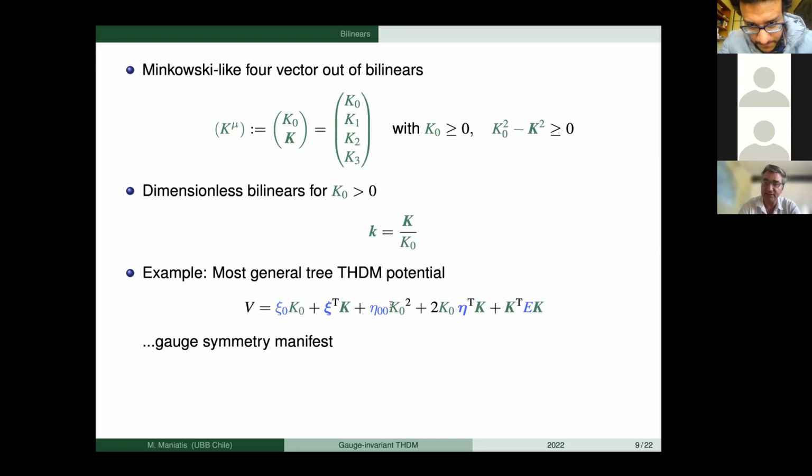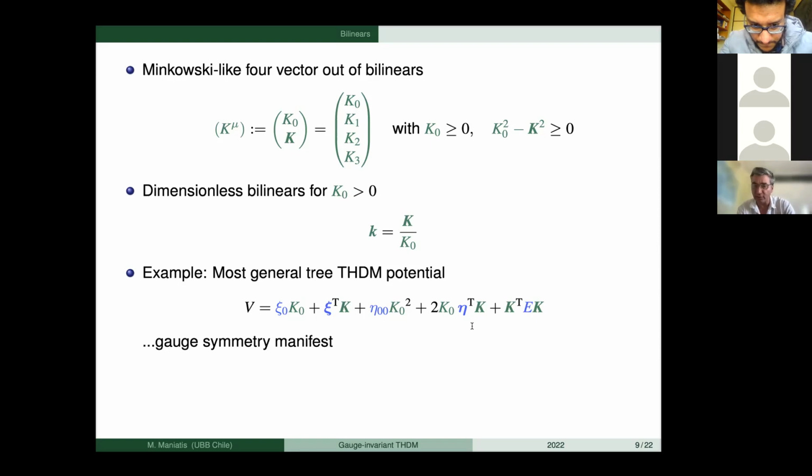And then here is shown the complete, most general Two-Higgs doublet model potential. In blue are the parameters. Here are the K's. This is the K vector. K0 is one of the bilinears, and this is the K vector, K1, K2, and K3. Here we have in blue the parameters. This is a three-component vector. This is a scalar, eta 0, 0. And this is a three-component vector, eta vector. And this is a 3x3 matrix, symmetric by construction. Everything is real. This is the most general Two-Higgs doublet model potential.